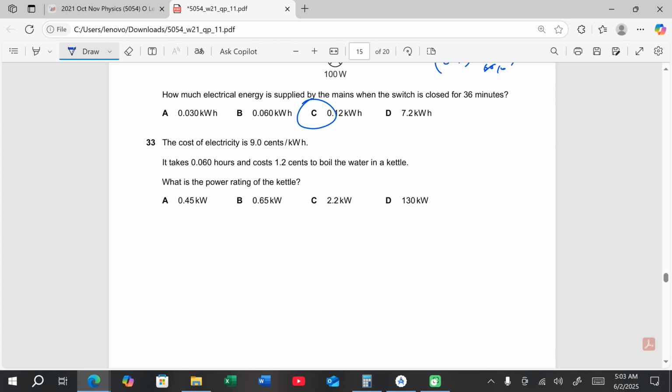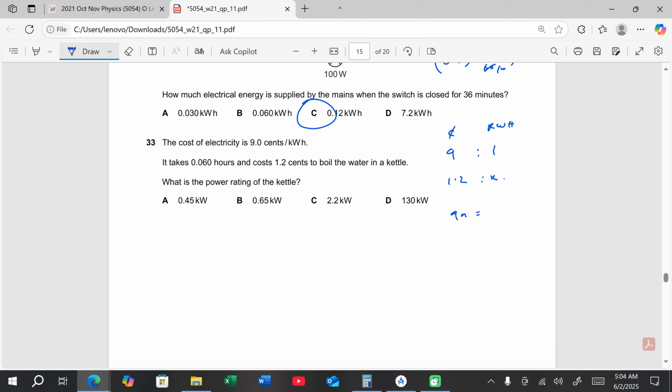Cost of electricity is 9 cents per kilowatt hour. It takes 0.06 hours and costs 1.2 cents to boil water in the kettle. What is the power rating of the kettle? That's easy. If it is 9 cents per 1 kilowatt hour, what is going to be 1.2 cents in kilowatt hours?